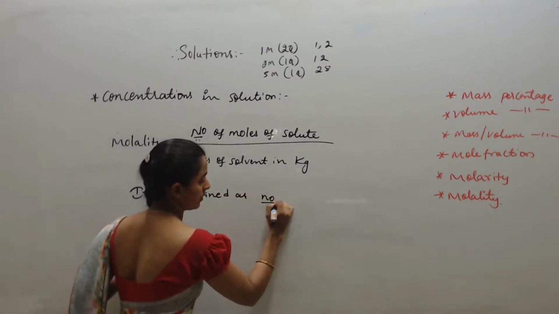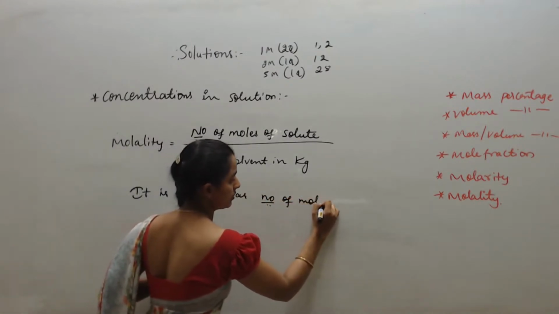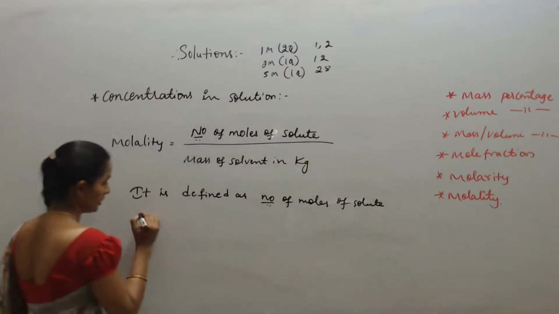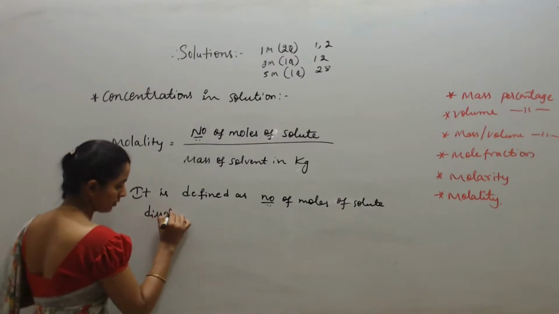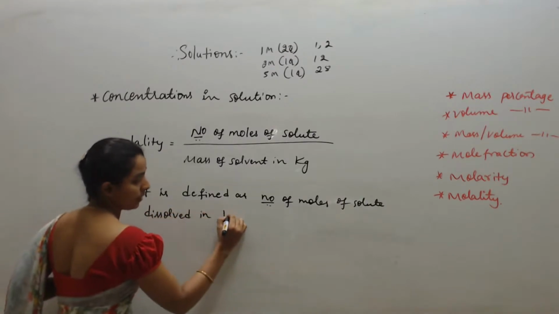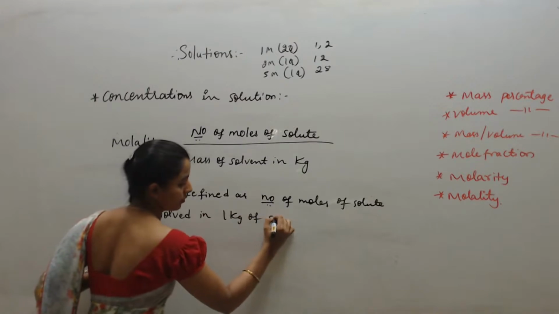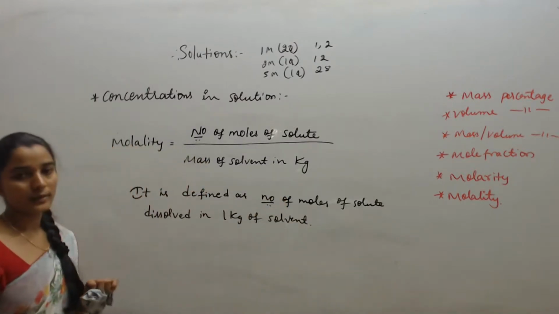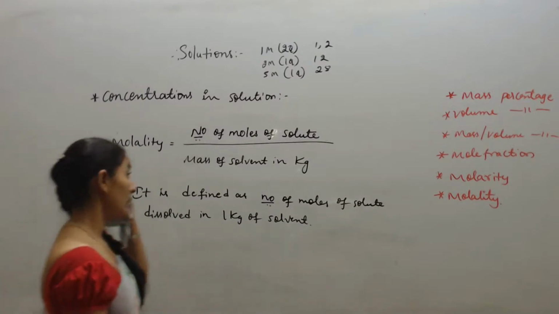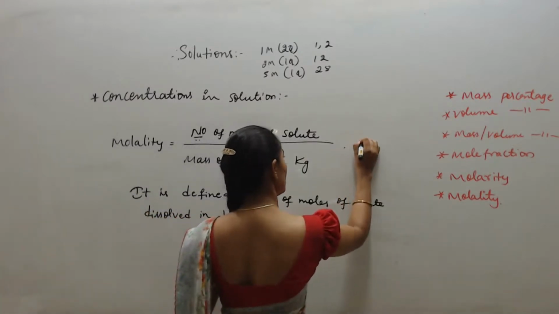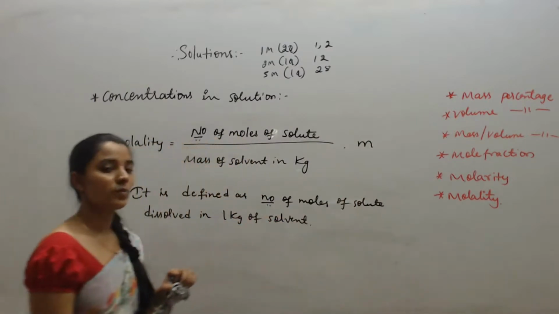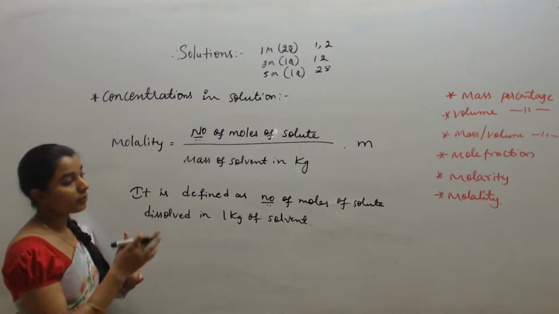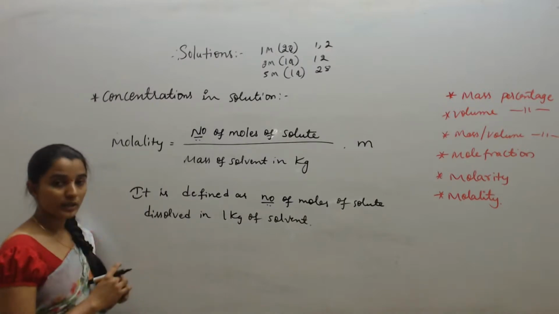Okay, so students, it is defined as number of moles of solute dissolved in 1 kg of solvent gives molality. Okay, so this molality is of the unit small m. Here what happens? It is defined as the number of moles of solute dissolved in 1 kg of solvent.